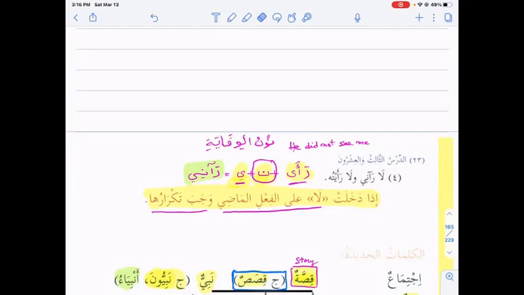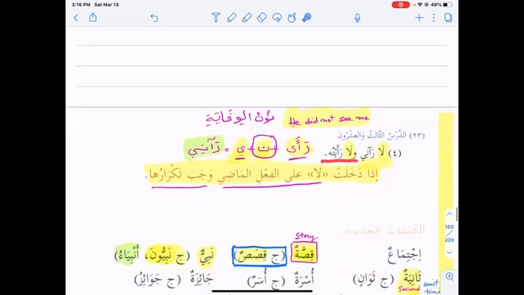So La, see now I go here. La, la, two las. La ra'ani, he did not see me. I just goofed in the beginning. He did not see me. La ra'ani. Wala ra'ituhu. And I did not see him. Neither did I see him, nor did he see me. That's good enough, inshallah.